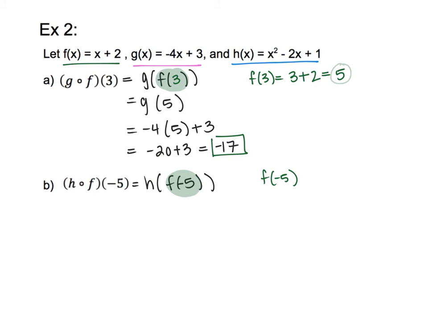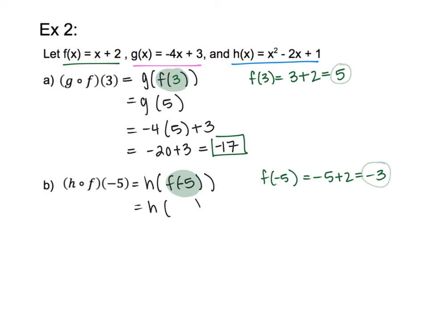So if I plug negative 5 in for f, that'd be plugging negative 5 here and adding 2. So if I wrote that out, negative 5 plus 2 gives me negative 3. And so that there is my actual value. So instead of writing f of negative 5, I can just replace that with a negative 3 because I already found the value.